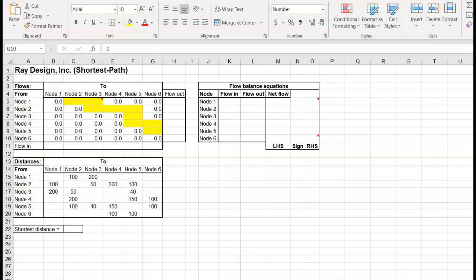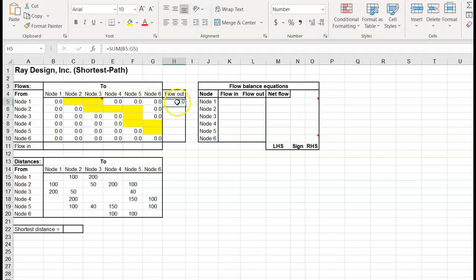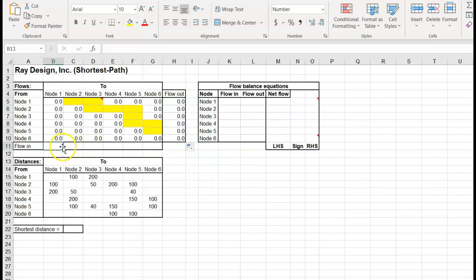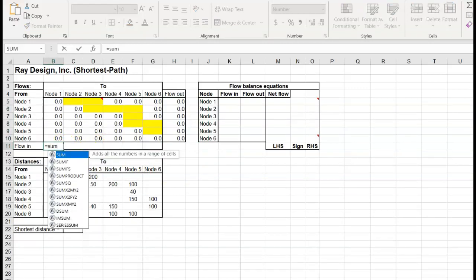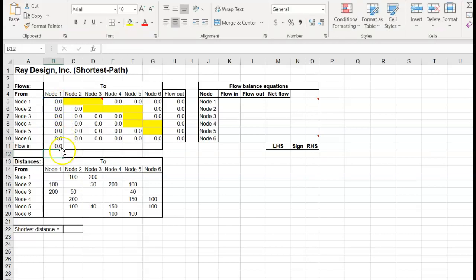Okay, so now I have completed the decision variables box in my Excel template. It's time to fill out the flow out and flow in numbers using sum functions. So I'll do that. This is similar to what we've been doing in all the other transportation problems. Flow in would simply be the sum of that whole column, and drag it across.